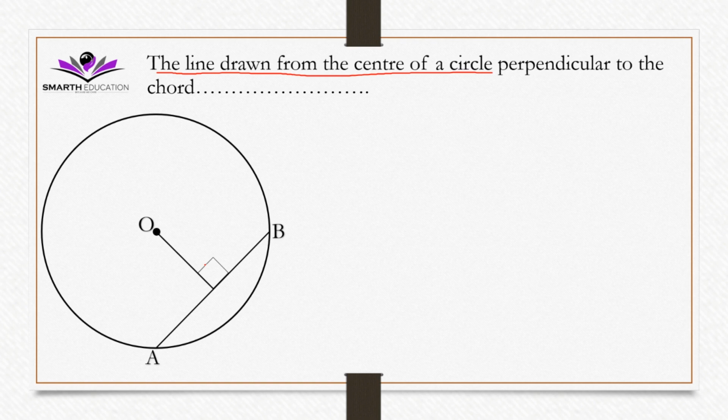Bisecting the chord means that it divides the chord into two equal parts. So meaning that here, if this point is M there, it means AM is equal to MB, or MA is equal to MB. You see that? So that's what the theorem says. A line drawn from the center of a circle perpendicular to the chord bisects the chord.